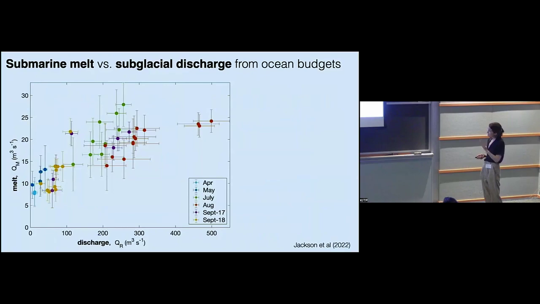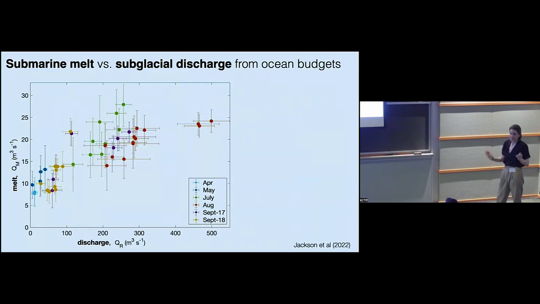And then building on this, we used the measurements from when we're sitting under the shower curtain, driving back and forth. We make measurements of velocity, temperature, and salinity, and we can assess the budgets of heat, salt, and mass for the fjord upstream of those sections. And what that allows us to do is back out the total bulk submarine melt coming off the glacier, as well as the subglacial discharge.